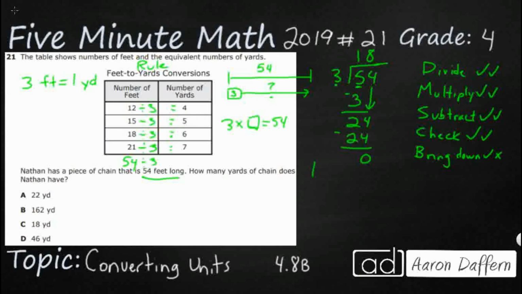We can always verify by seeing if it works right there. Let's do our 18 times 3, and that is going to be 8 times 3 is 24. 3 times 1 is 3. Add that 2 is 5. And so that does make sense. So we can say that 54 feet is the same as 18 yards. And our answer here is C.